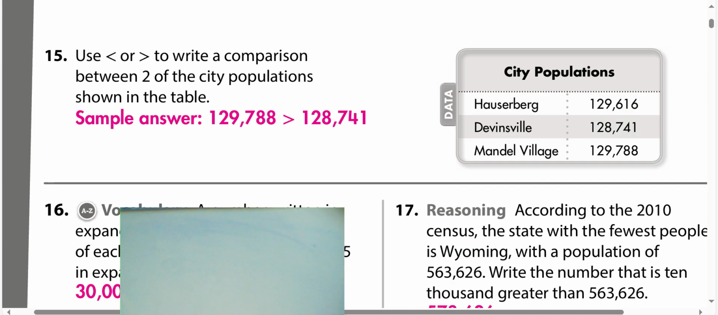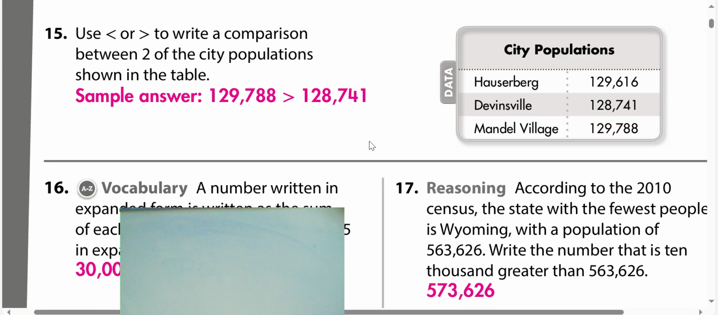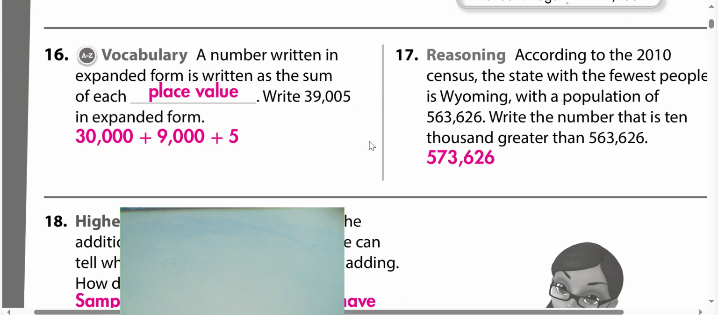Next question, use more than, less than, or equal to. We have 129,788 and 128,741. We can compare the two city populations using the table. The value of region 2 here, 129,788, is greater than 128,741.